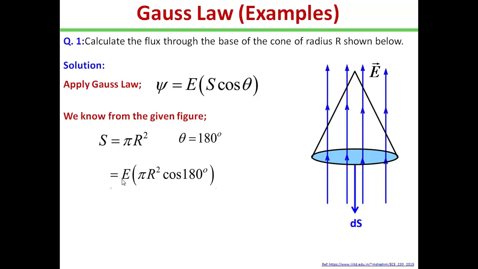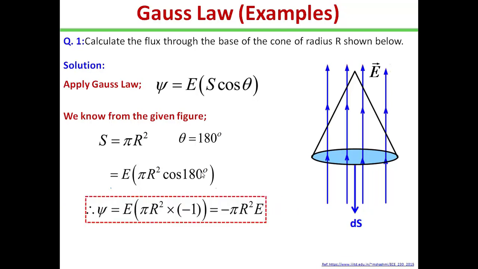So we will get flux phi equal to E times pi r square, which is S, times cos 180 degrees, which is theta. Now we know the value of cos 180 degrees is minus 1. So ultimately we get flux phi equal to minus pi r square E. So this is the amount of electric flux passing through the base of the cone having radius r.